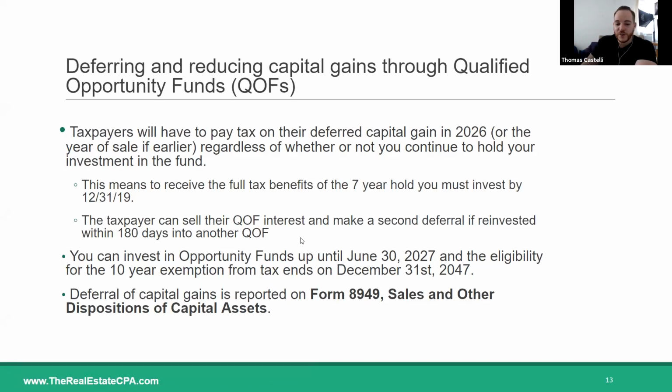Now, this can be done. You can make these investments in these opportunity funds up until June 30th, 2047, and the eligibility for the 10-year exemption ends on December 31st, 2047. So you have a long time to get that 10-year benefit. These gains are deferred on Form 8949, sales and dispositions of other capital assets.